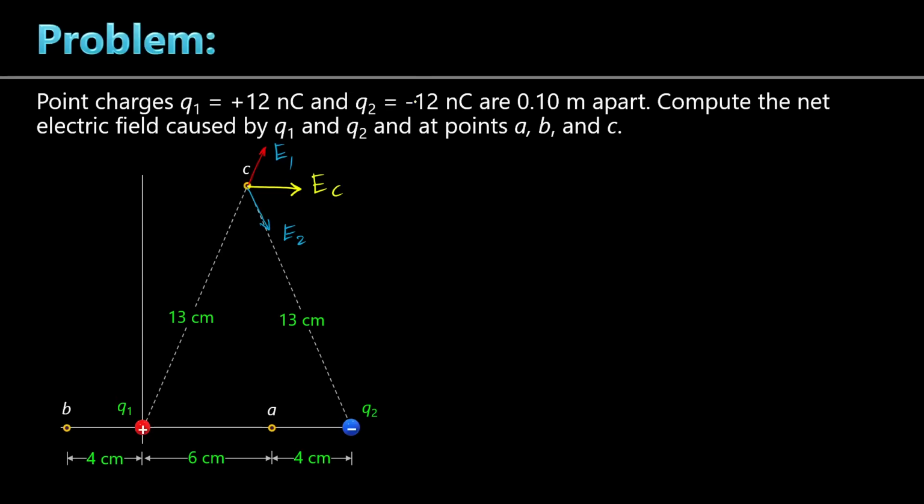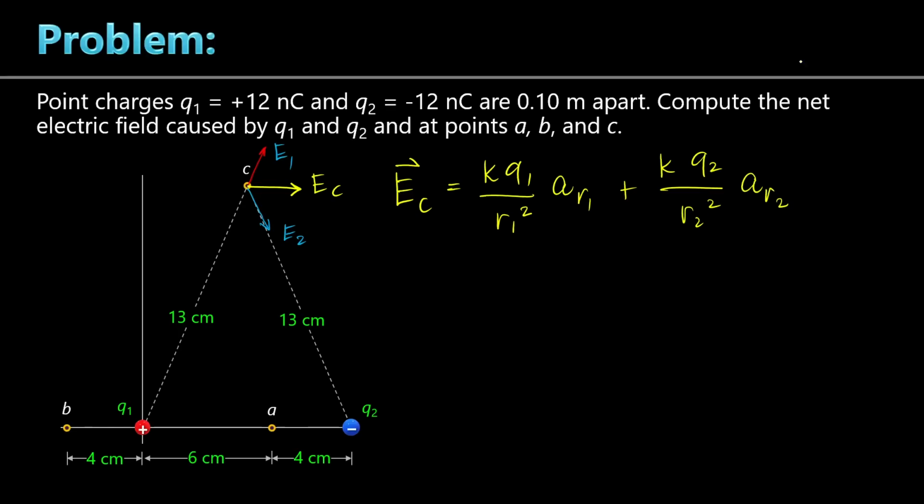So, kung vector addition yan, dapat yung electric field at point C ay equal sa K Q1 over R1 squared. Lalagyan natin ng AR1, di ba? Plus K Q2 over R2 squared tapos AR2. Okay, again, gagamit na tayo dito ng unit vectors to indicate the direction of E1 and E2. So, sulat natin. Madali lang yan.